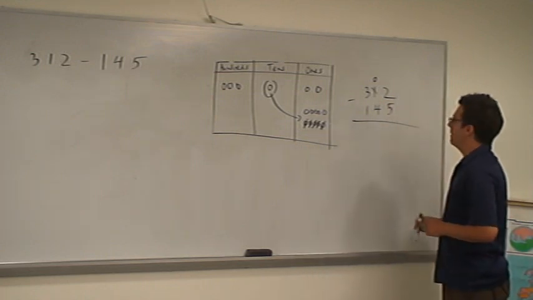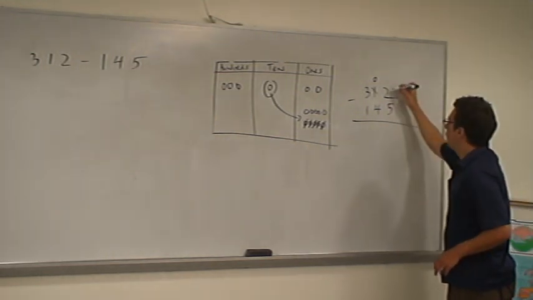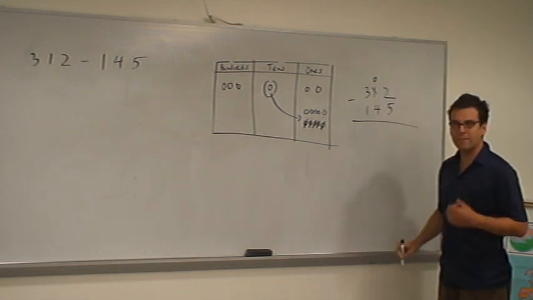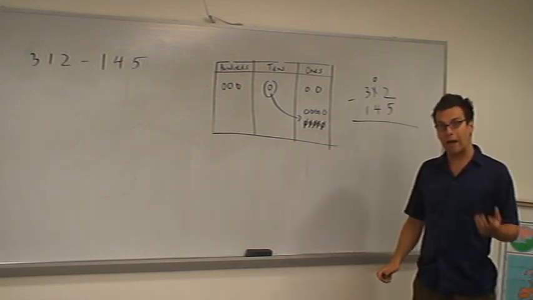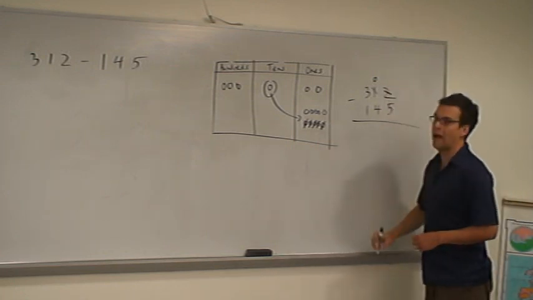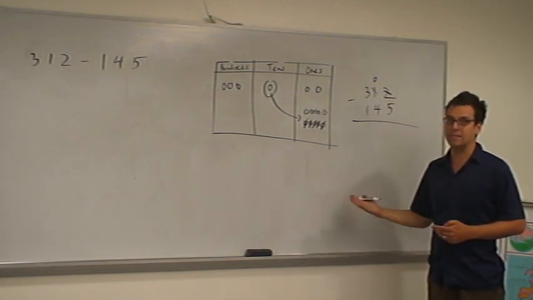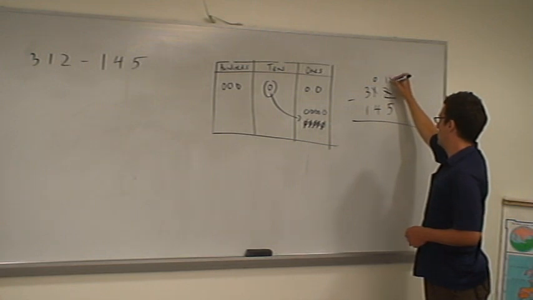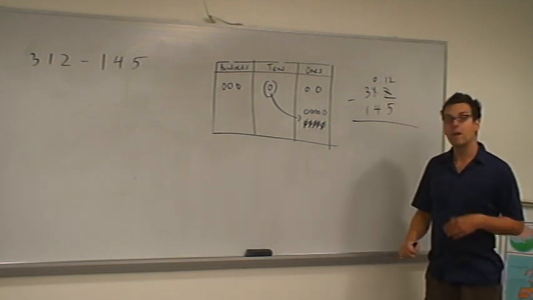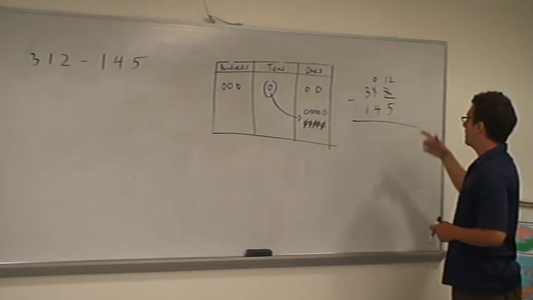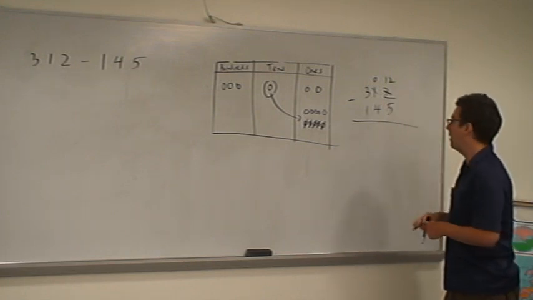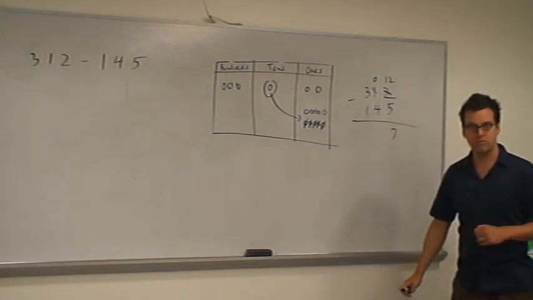Now, oftentimes, at least the way I learned it, we just stuck a little 1 right here, but I think that kind of misses the point of what's happening. So what I like to do is just cross this 2 out and illustrate what's actually happening here. The number of 1s increased by 10. It went from 2 to 12. Okay. Now that we have 12 1s, we can certainly take 5 away from 12, and that's where our 7 1s comes from in the answer.